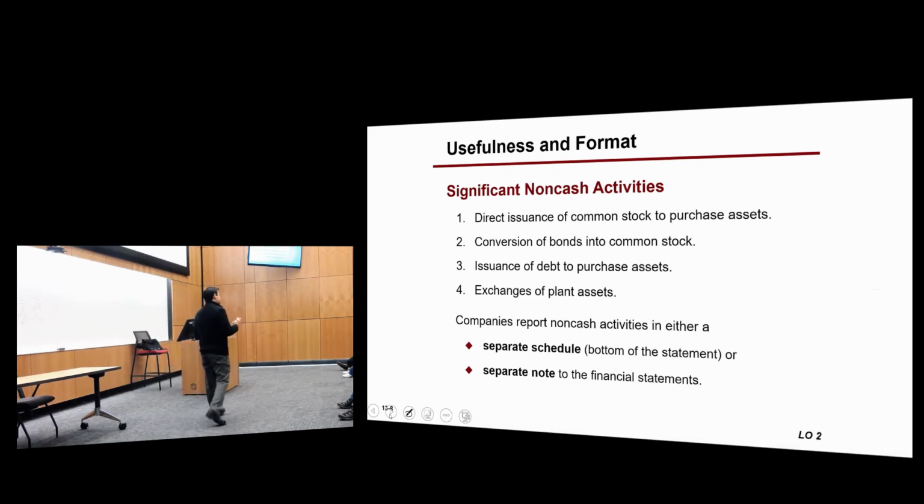What they do is they include it at the end, at the bottom. They can either include it as a separate schedule, okay, that will be at the bottom of the statement, or sometimes they just add it to the notes of the financial statements. But as far as you are concerned, you're supposed to do it at the end for the homework, at the bottom of the statement of cash flows.